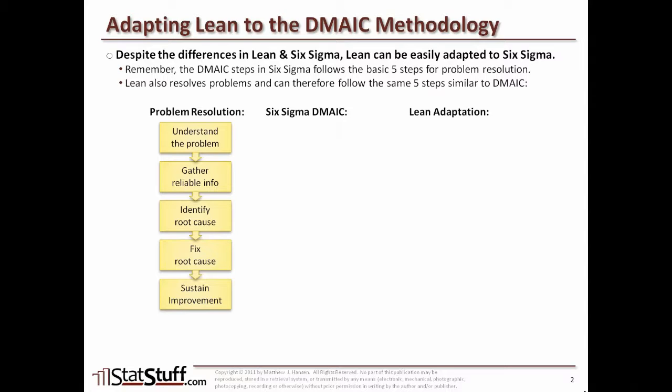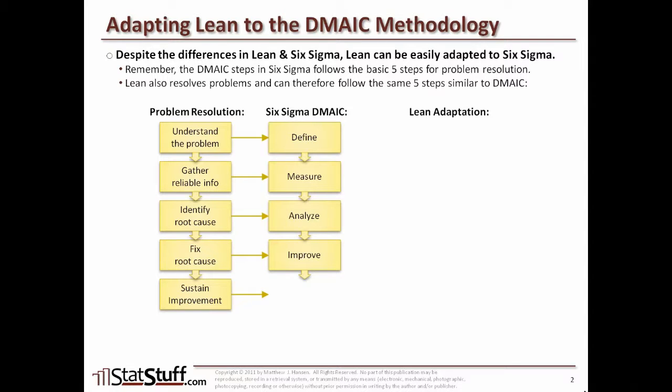But we adapted that same 5-step approach for resolving a problem to the Six Sigma DMAIC methodology, where understanding the problem is like the define phase, gathering reliable information is like the measure phase, identifying the root cause is like the analyze phase, fixing that root cause is the improve phase, and then finally sustaining the improvement is the control phase. Well, again, when we want to adapt that to the Lean sets of tools and concepts and the whole Lean philosophy, we might use this kind of method.